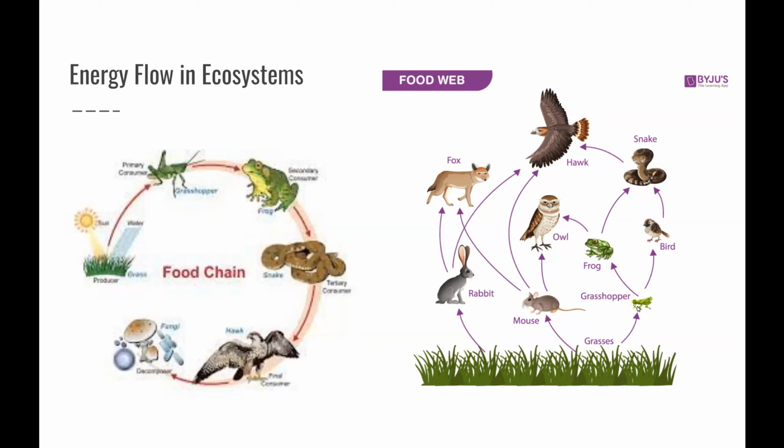But if the grasshoppers go away, that's going to hurt the frogs, the birds, and eventually the snakes. Okay, so by having multiple food sources, that creates balance in this ecosystem.